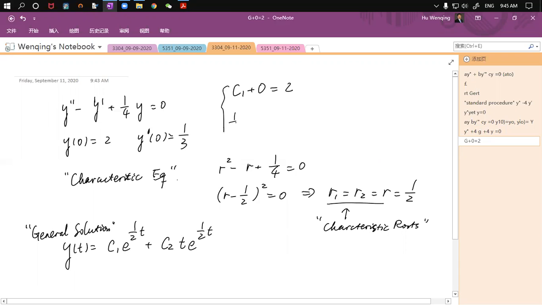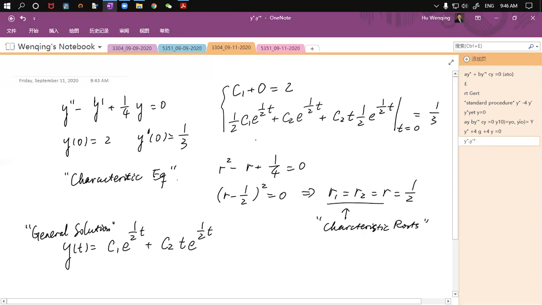Well, y prime means that's 1/2 of C1 e power 1/2 of t, plus the derivative here is C2 e power 1/2 of t plus C2 t 1/2 e power 1/2 of t. You're going to set t equal to 0. This is going to be equal to 1/3. So that's the derivative relation.